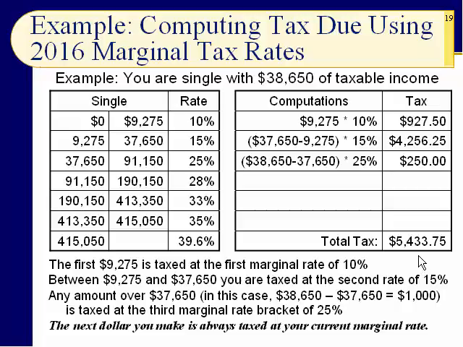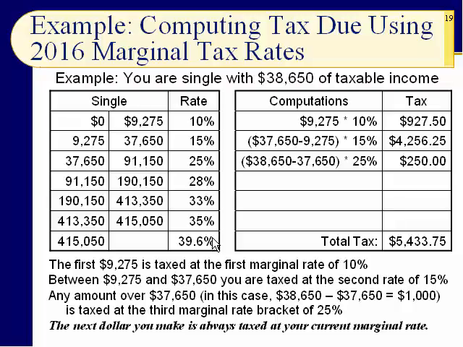Now, the tax table has all this built in, so you don't have to do these calculations. And it won't be exactly the same because the tax table goes in $50 increments. But it'll be very close, within a few bucks. If he or she had made more than $91,150, they would be in the 28% bracket. Once they hit $190,150, 33, 35, 39.6.